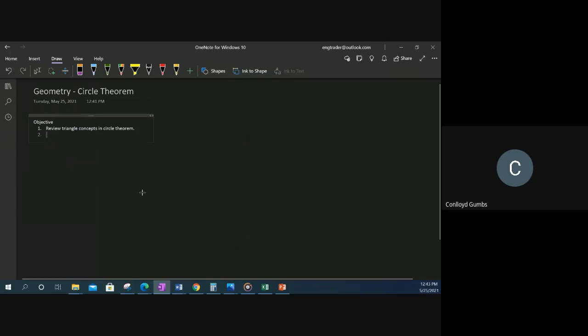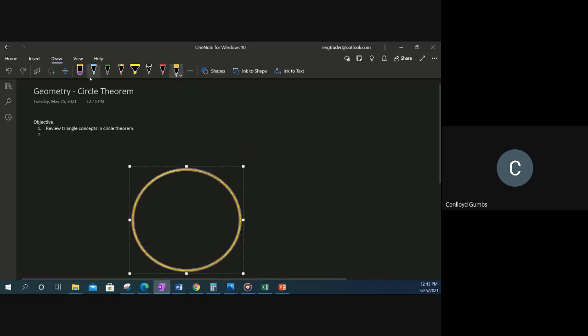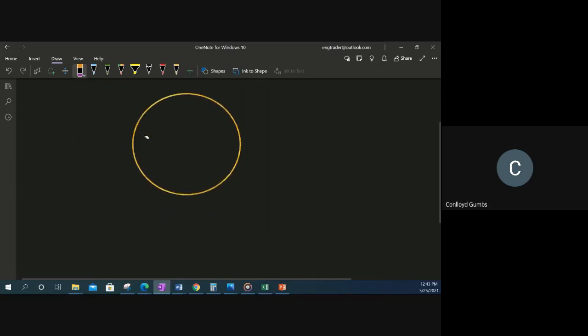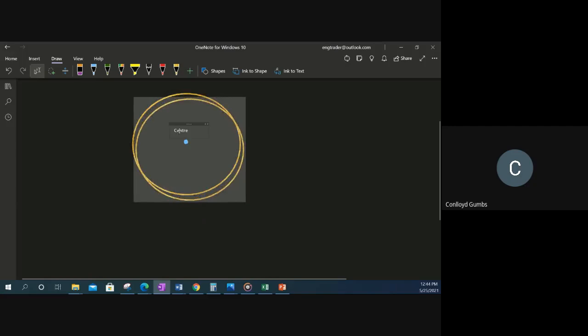Now, obviously, we need to have a circle to talk about circle theorem. Okay, so we're looking at this circle. Now, we're saying that there are some key parts of a circle that we need to understand. This part here, we call it the center of the circle. So here refers to the center of the circle.